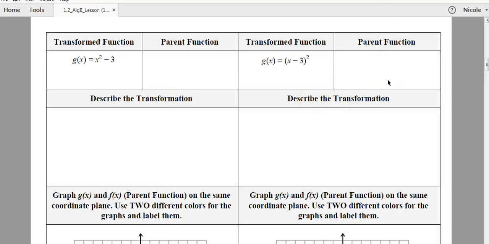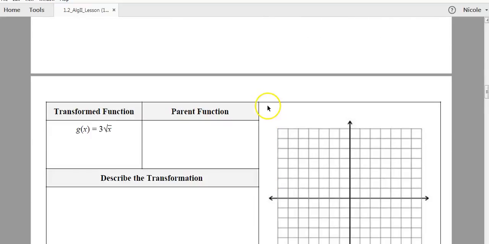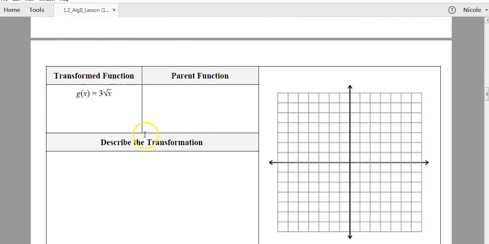So this one, g of x is equal to x minus 3 squared. Now, these look oddly similar, and we will be able to see the difference between these in a minute here. So, x minus 3 squared, again, just look at our exponent. So that is a quadratic parent function as well. We'll scroll down to this last one here. The transformed function, g of x is equal to 3 times the square root of x. Our parent function, square root.